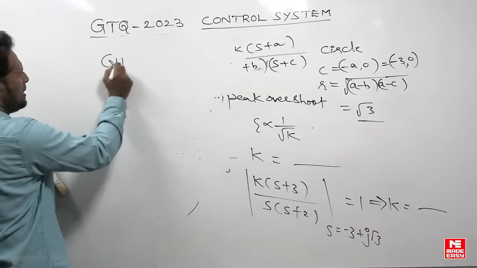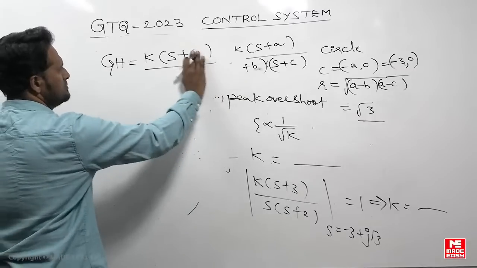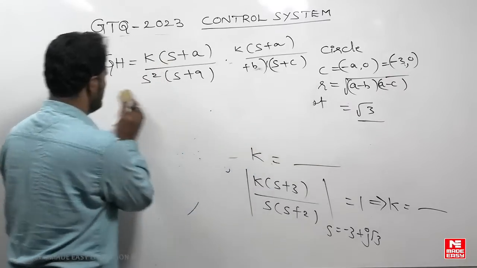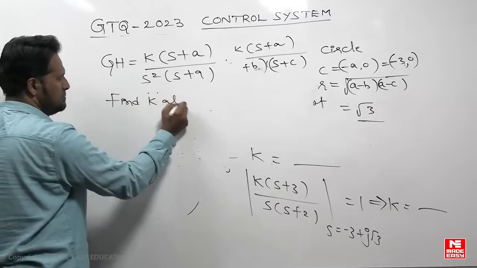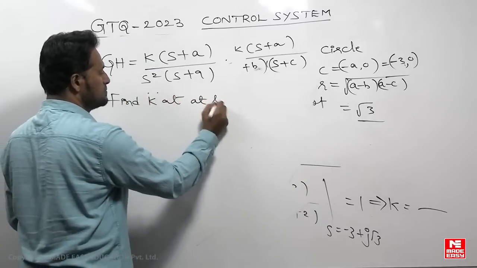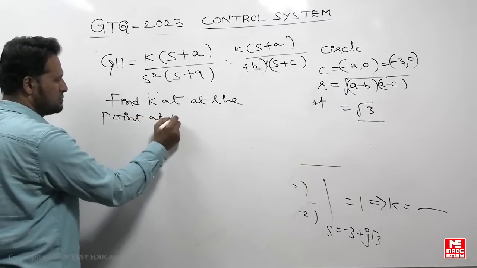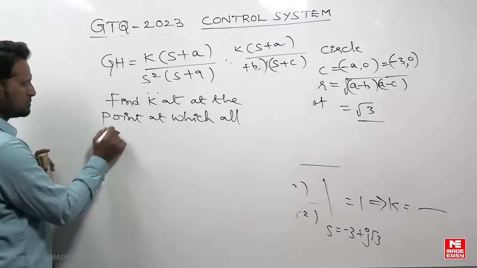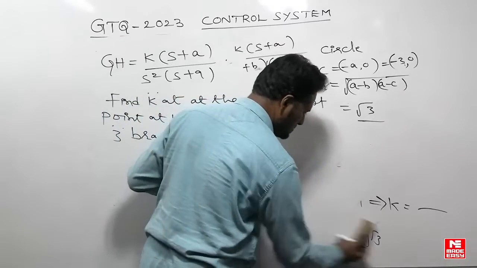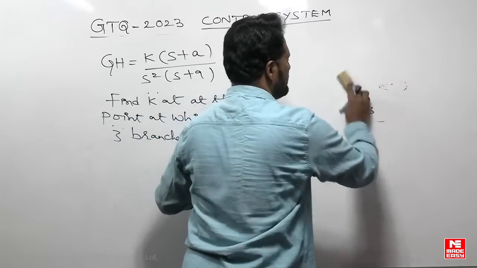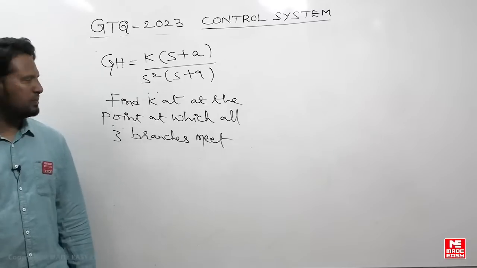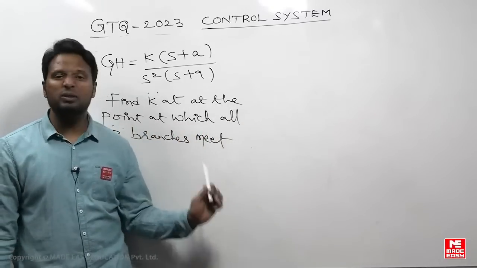One more question, something different. Open loop transfer function of a system is K(S plus A) upon S square (S plus 9). Question is to find the value of K at the point at which all the three branches meet.